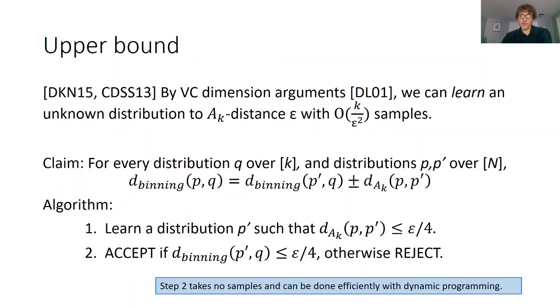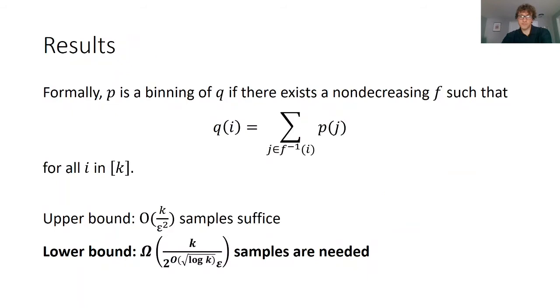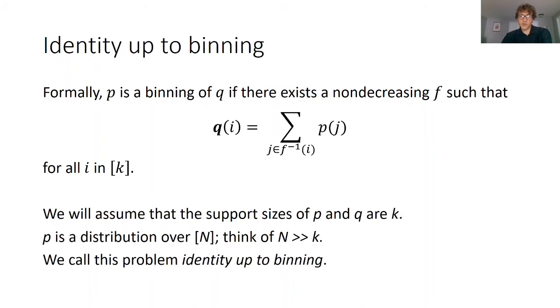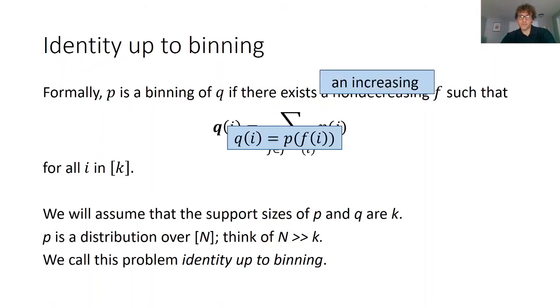So that takes care of that, and we will spend the rest of our time talking about the lower bound. For the lower bound, we're going to talk about a restricted version of the data binning problem that we're going to call identity up to binning. We have the same definition as before, but we're going to make a further assumption that the support sizes of P and Q are exactly K. P here is still a distribution over capital N, where capital N is still much larger than K, but we're going to assume that there are only K elements that have non-zero probability mass.